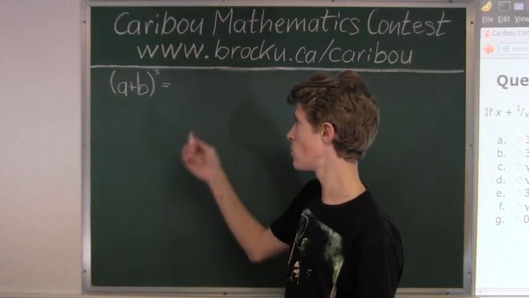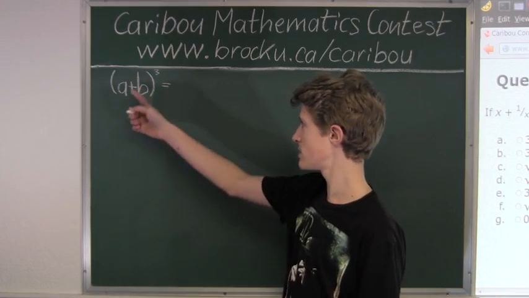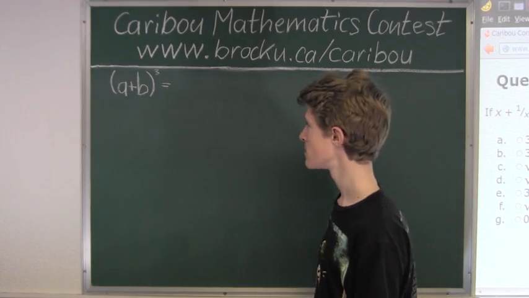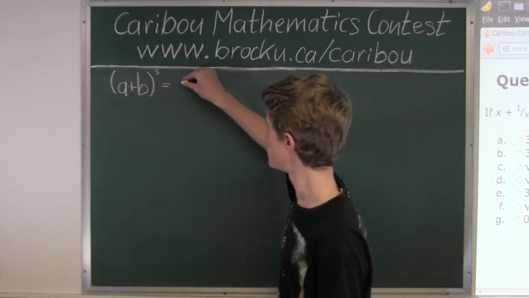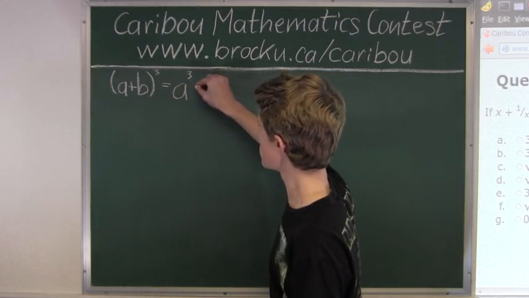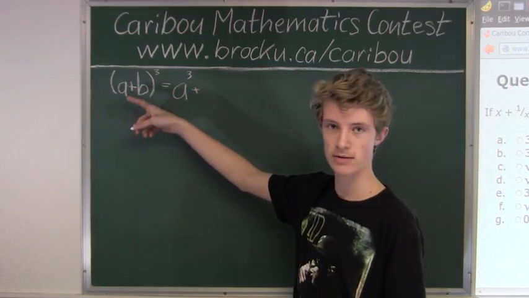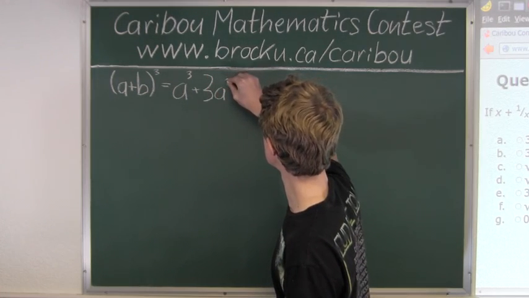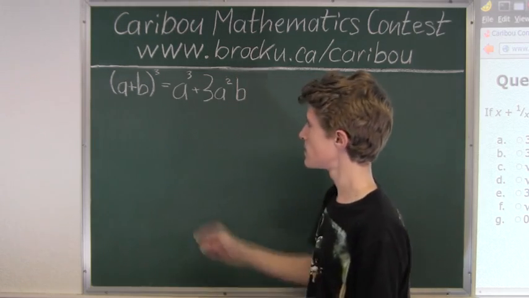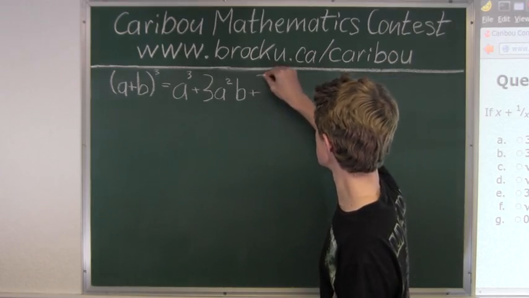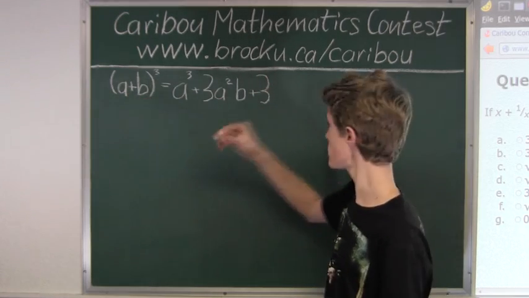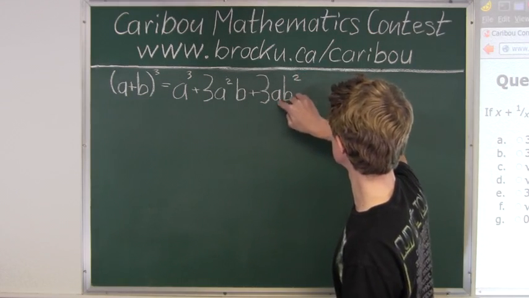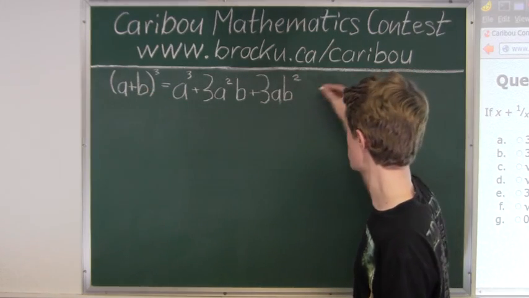So if you do not know the binomial formula for this, well, then you can just take a plus b in brackets and multiply by itself 2 times. So a cubed plus, then we have 3 times a squared times b. Then we have 3 times a times b squared, and we have plus b cubed.